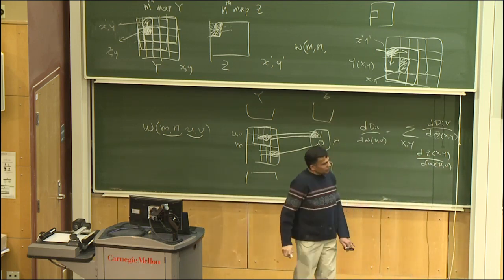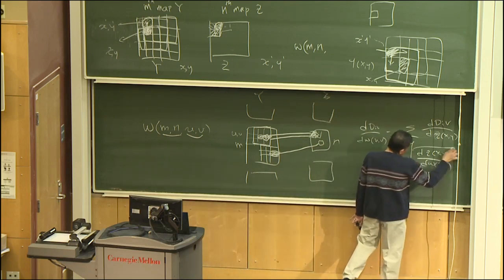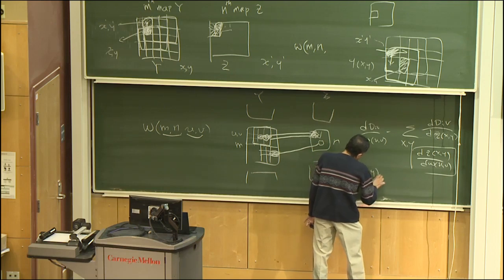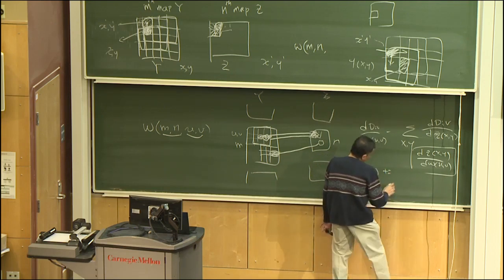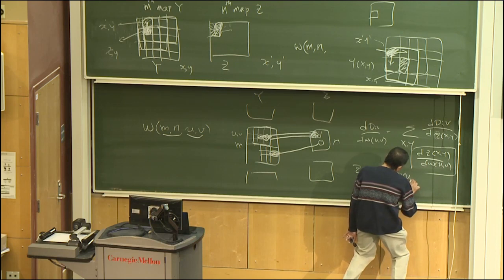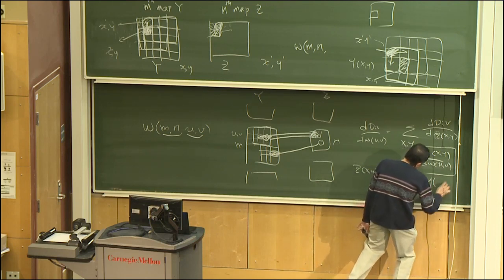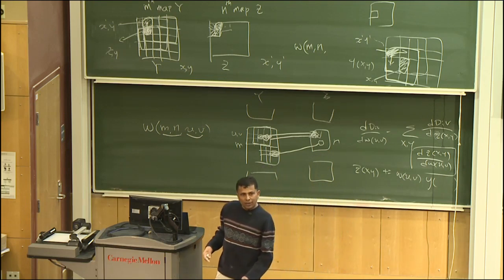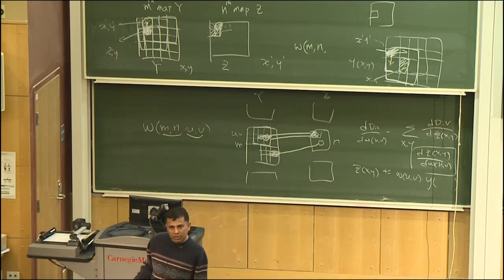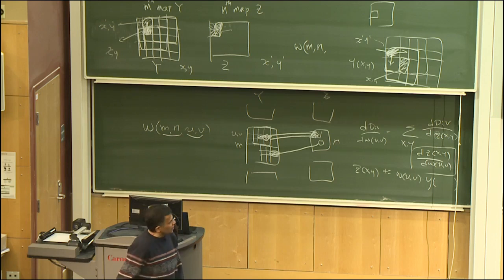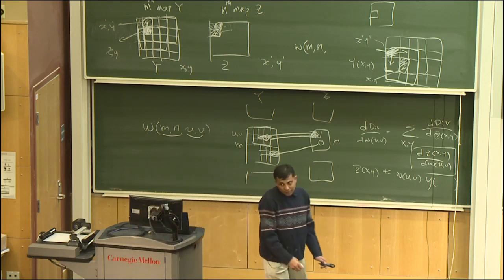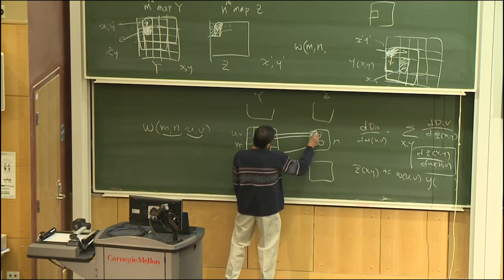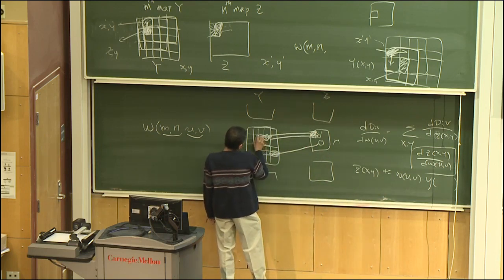But what is this term here? Observe that z(x,y) is going to be influenced as w(u,v) times y of which position? What is the corresponding y position that multiplies the w to compute the z? x plus u, y plus v, right? So if you look at this guy, it is being influenced by this term.